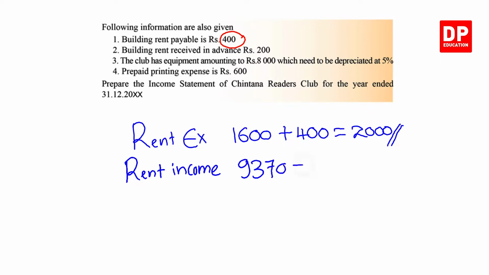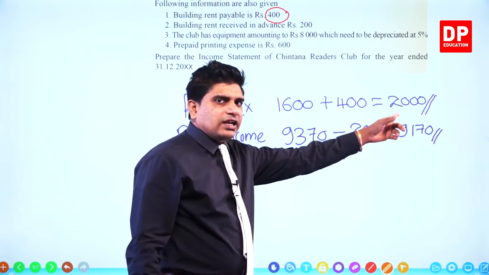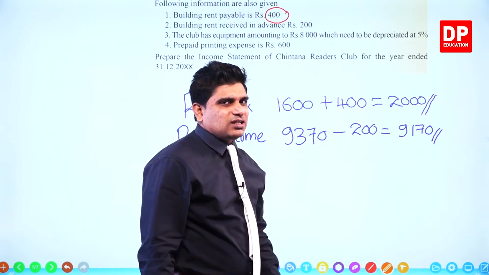$9,370. Check if it is correct or wrong. Building rent received in advance, you have to minus it. 200. Then 9,170 is your building rent income for the year. We take only these details, right? That's why we calculate first. It's very easy.